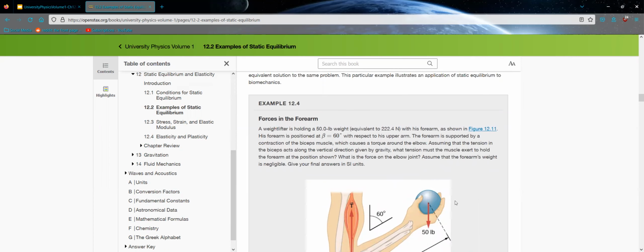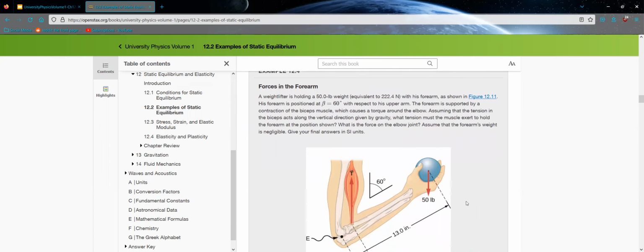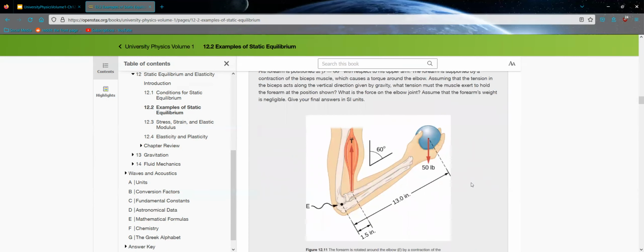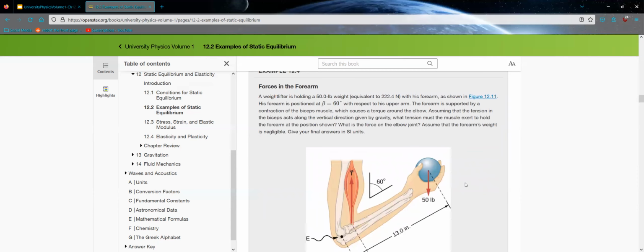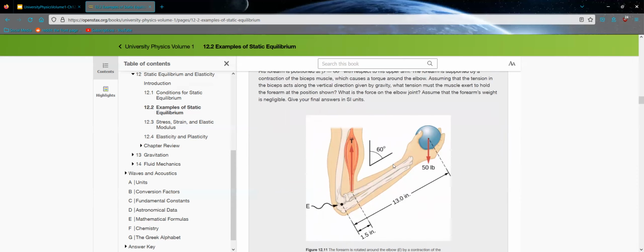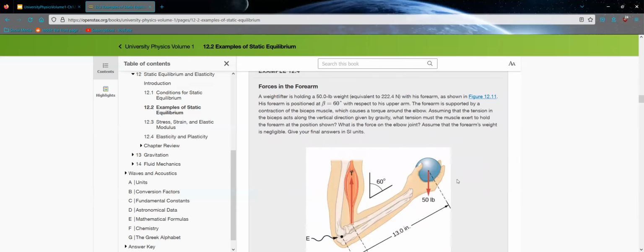A weightlifter is holding a 50-pound weight, equivalent to 222.4 newtons, with his forearm, as shown in the figure. He's just holding it, so the weight's not moving, which means it's at some sort of static equilibrium. Being at static equilibrium means everything sums to 0. His forearm is positioned at some angle beta, which is 60 degrees with respect to his upper arm. The forearm is supported by the contraction of the bicep muscle, which causes a torque around the elbow. That's how your arm works, right? Your bicep is what does your curls.